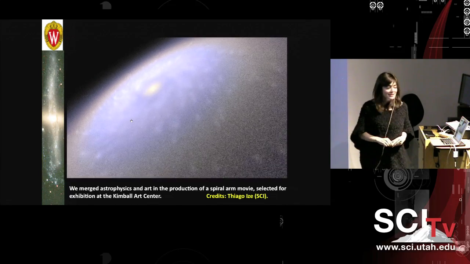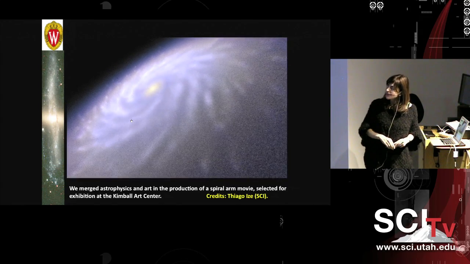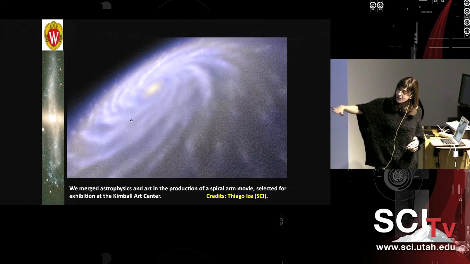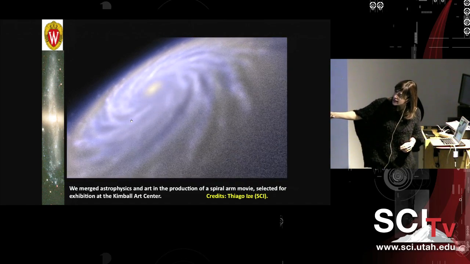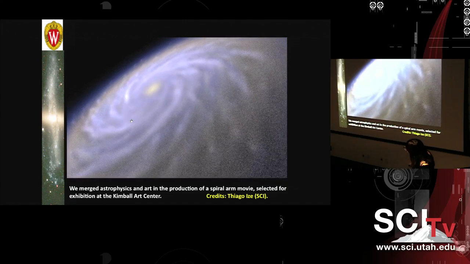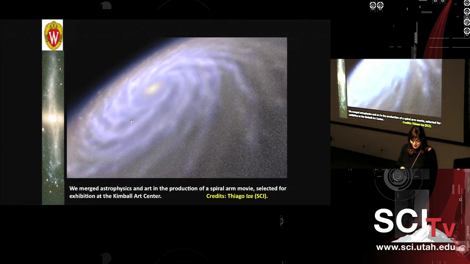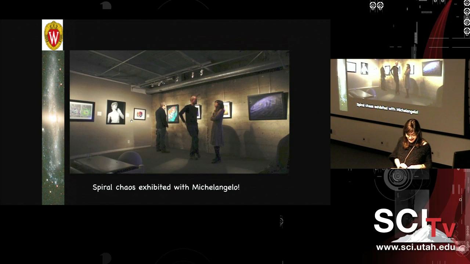This is a simulation that Tiago did of the simulation I just showed you one minute before. It's very nice, much prettier than what I did. This is the disk of our galaxy, our Milky Way, and you can see the formation of the arms. And inside, you can see these little clumps are clumps of gas in the simulation. Also, thanks to Chris Johnson, this was exhibited at the Kimball Art Center last year. So I even have an image with Kyle here, and with Michelangelo looking at our simulation. So very pretty.